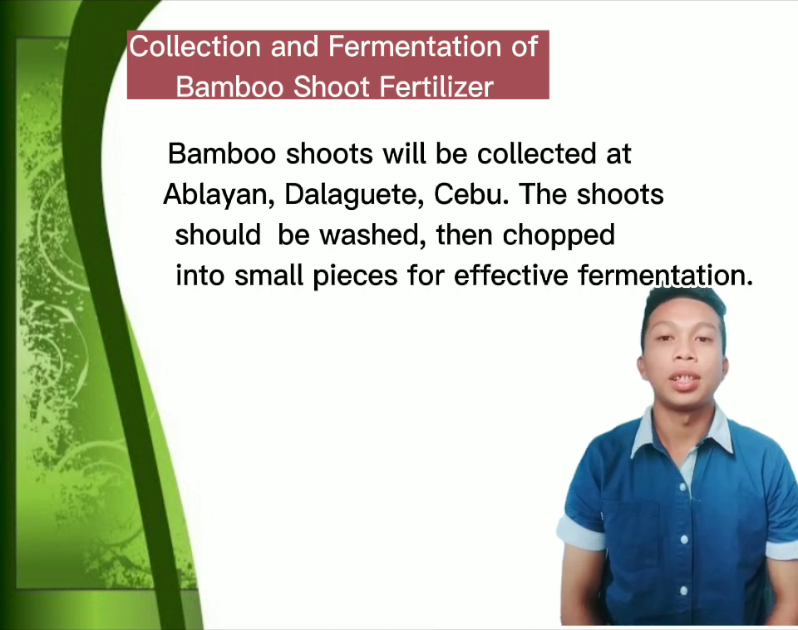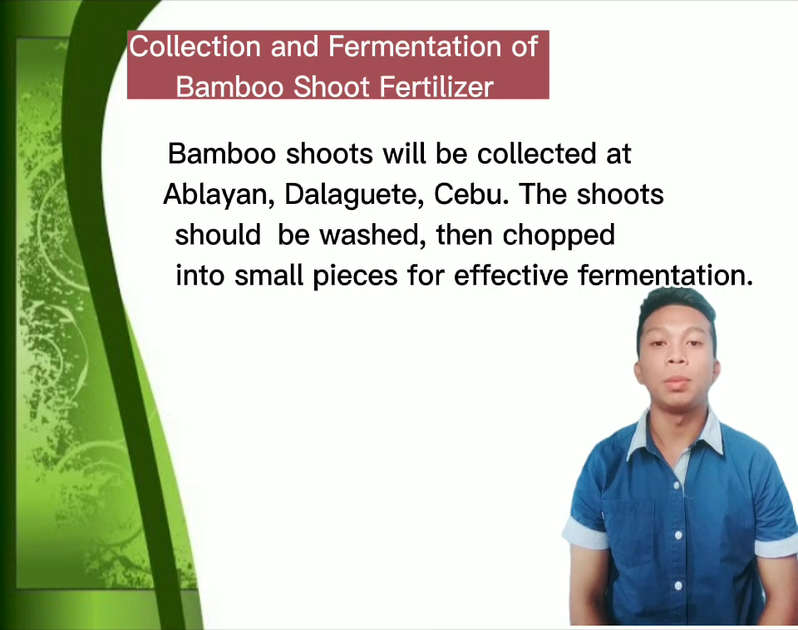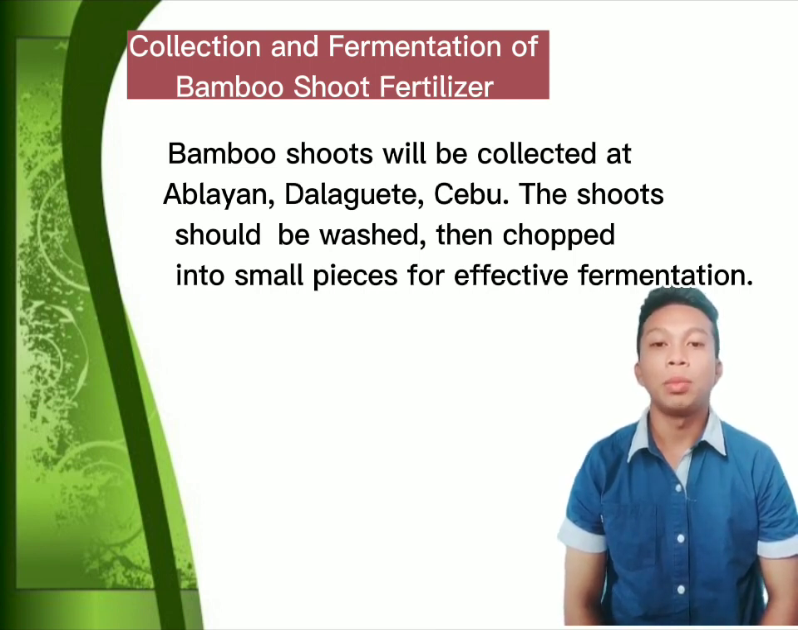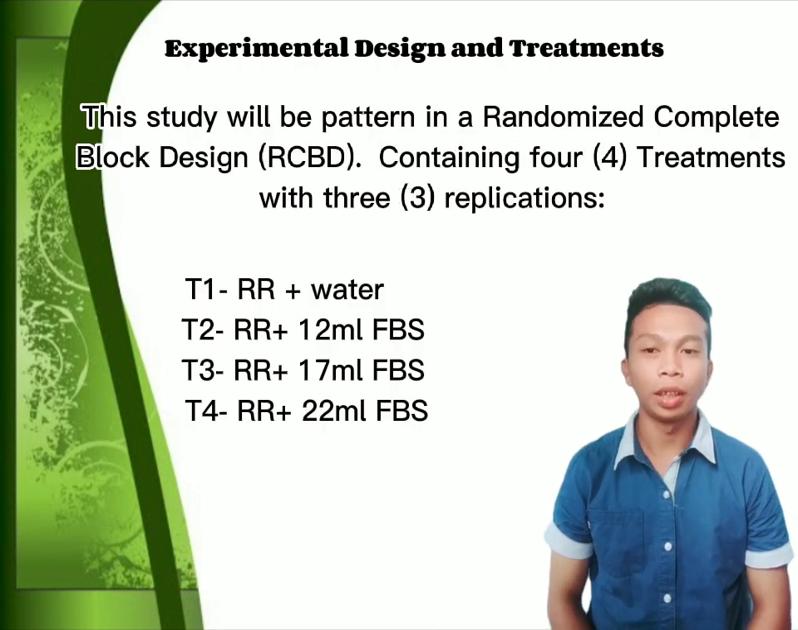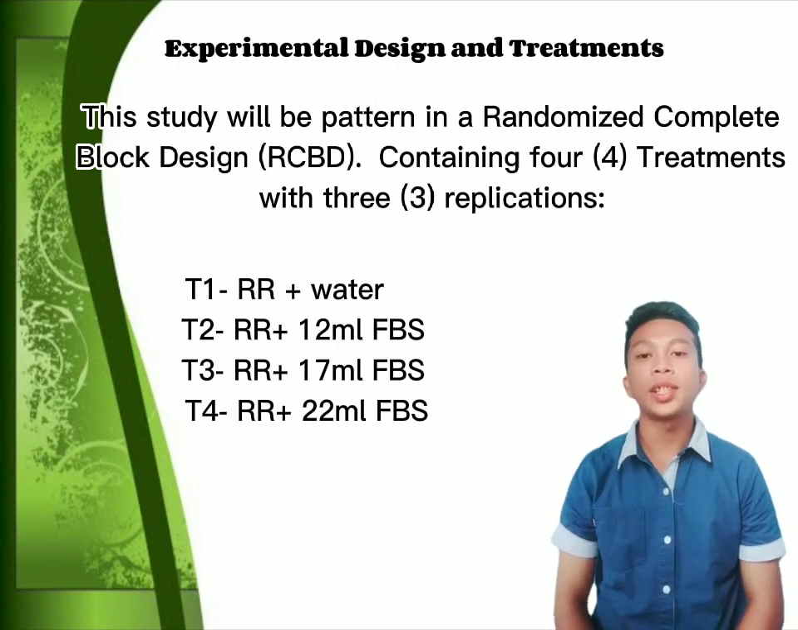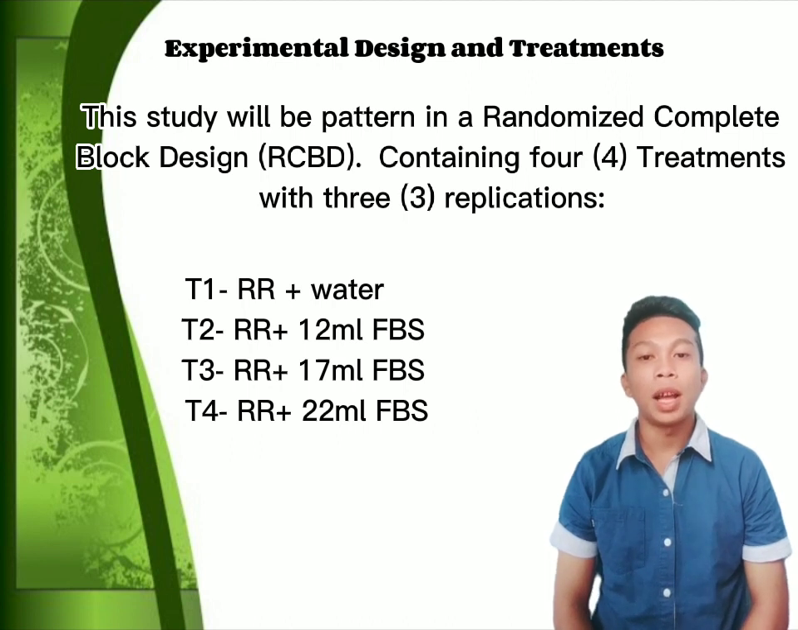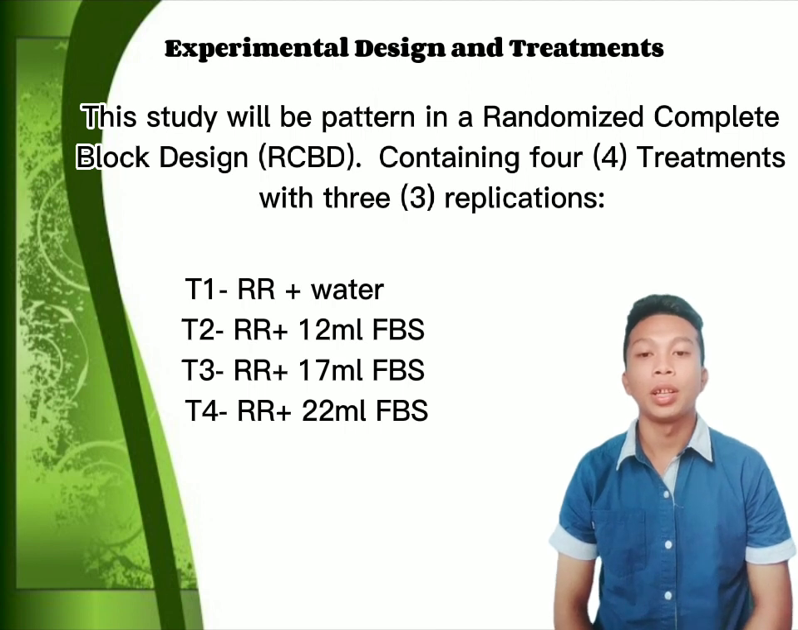Next is the collection and fermentation of bamboo shoots fertilizer. Bamboo shoots will be collected at Ablayan, Dalaguete, Cebu. The shoots will be washed, then chopped into small pieces for effective fermentation. Now let's proceed to the experimental design and treatments. This study will be patterned in a randomized complete block design, or RCBD, containing 4 treatments with 3 replications.